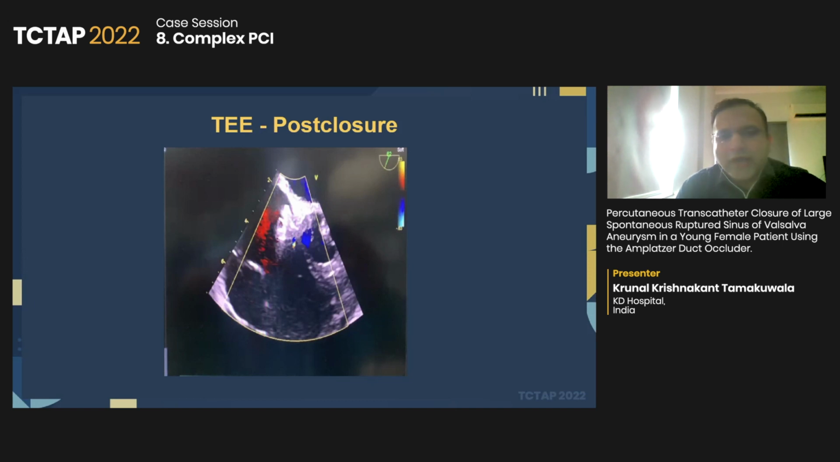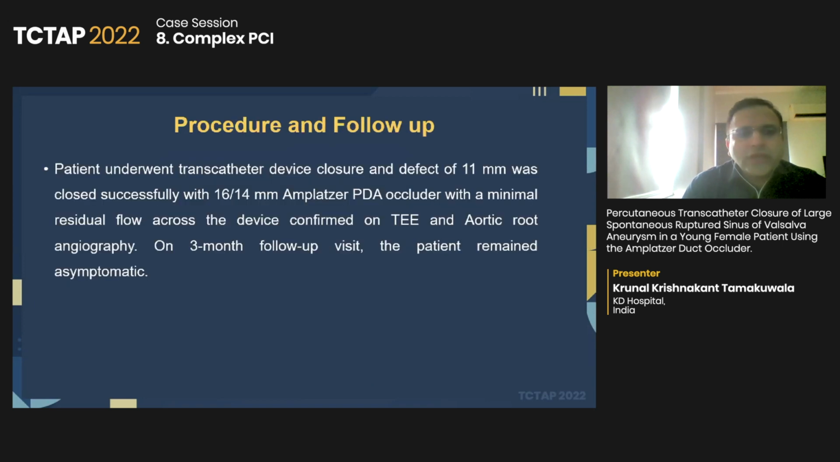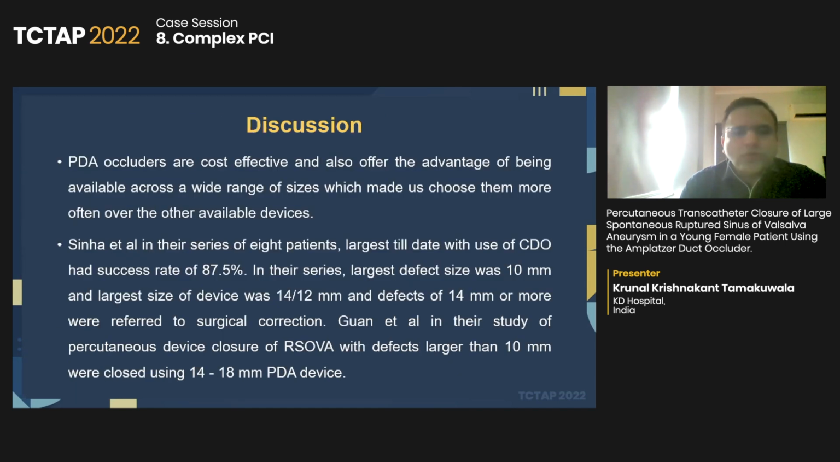and there is no peri-device leak. So we had a patient who underwent transcatheter device closure, and a defect of 11 mm was closed successfully with a 16-14 mm Emplazar PDA occluder. There was minimal residual flow peri-device on TE and aortic root angiogram, but on 3-month follow-up, when we did TE again to see whether the flow was still there, there was no flow.